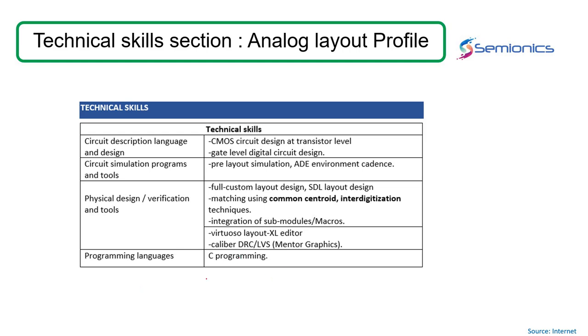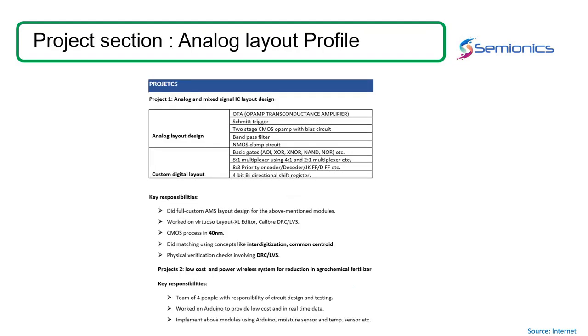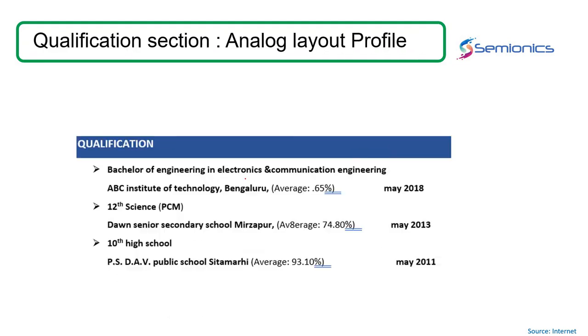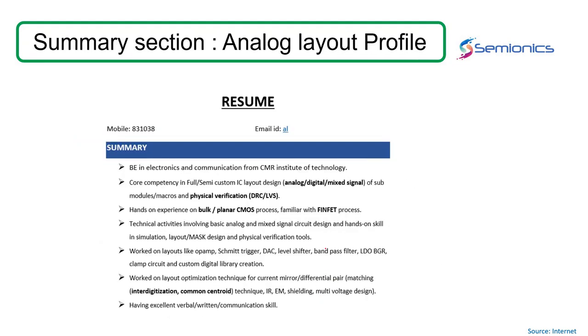Probably you can write non-technical skills and write the other non-technical skills as well, right? So I would say your technical section should emphasize whatever hands-on skill you can do for them. Now, projects. Say I've written project one, for example, and so and so design is there. So whatever the analog layout related designs I have done, I would mention it as a list.